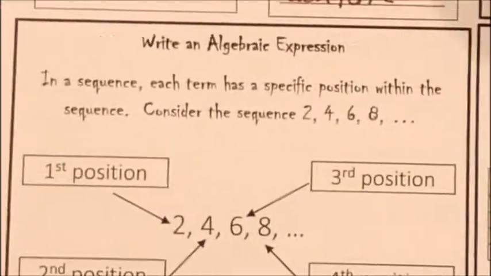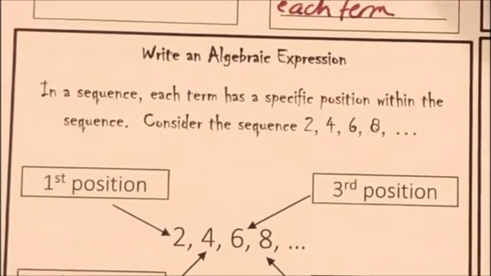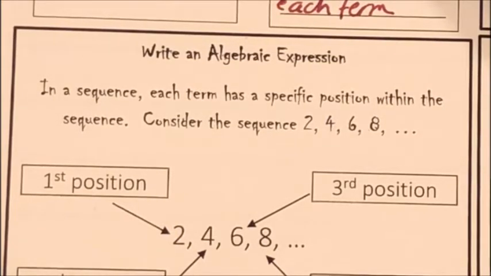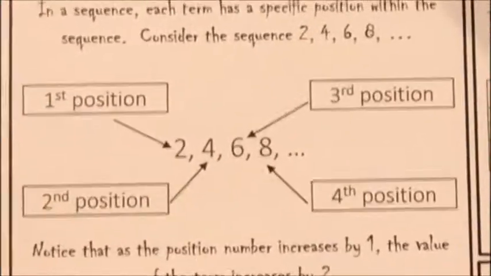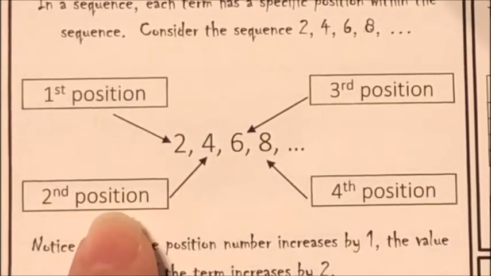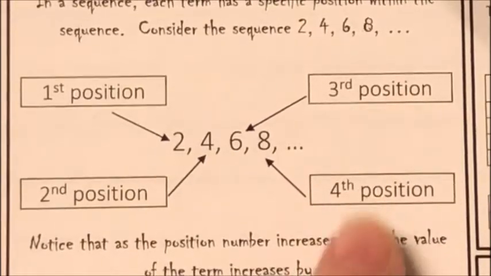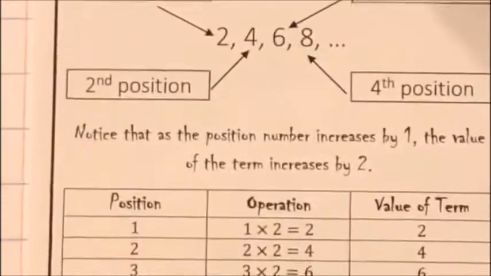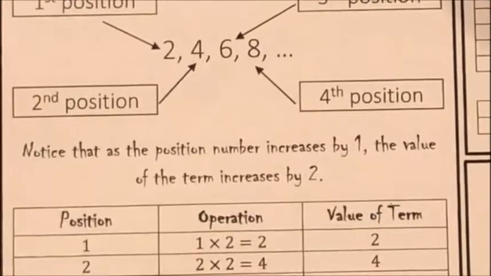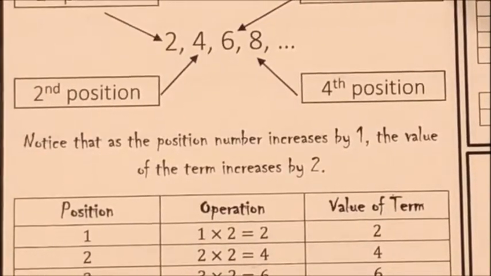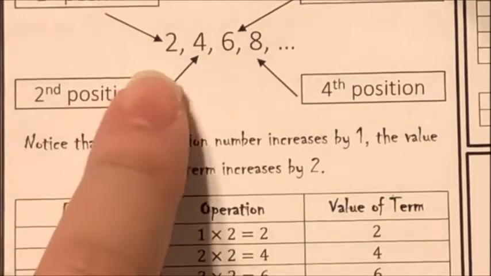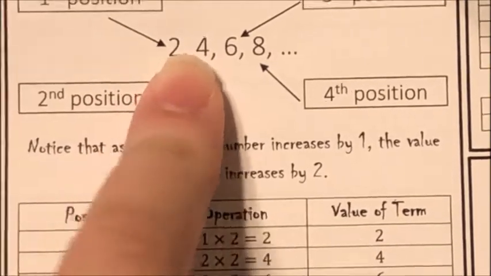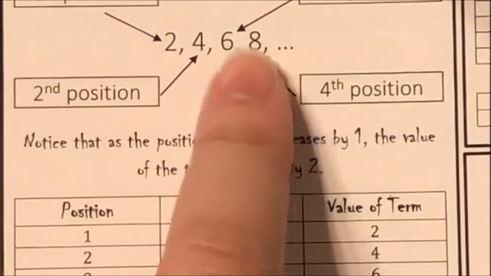So when I write an algebraic expression in a sequence, each term has a specific position within the sequence. Consider the sequence 2, 4, 6, 8. So 2 is my first position, 4 is my second, 6 is my third, and 8 is my fourth. Notice that as the position number increases by 1, the value of the term increases by 2. So 2 plus 2 gives me 4, 4 plus 2 gives me 6, 6 plus 2 gives me 8.